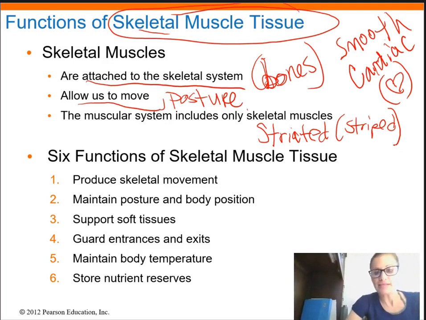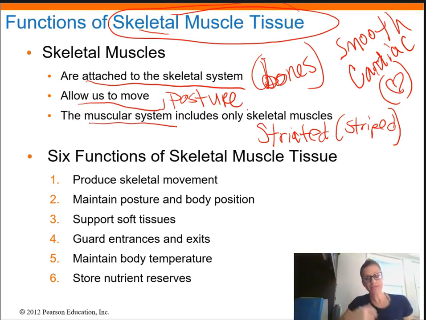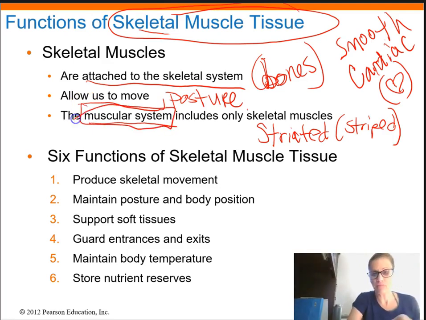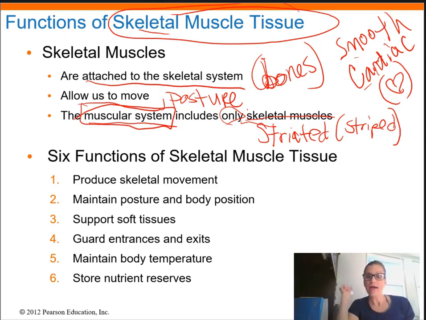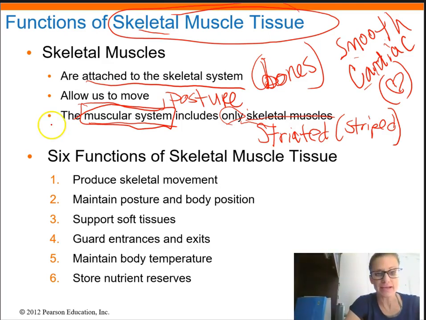Skeletal muscle is the only muscle that's included in the muscular system. So when we say the body systems, right? The skeletal system, urinary system, nervous system. When we say the muscular system, we do not include all muscle. The muscular system includes only skeletal muscles. Okay? Again, cardiac muscle is the heart, so that would be the cardiovascular system. Smooth muscles in a lot of different body systems. Another thing about skeletal muscle tissue that's important is that it's what we call voluntary muscle.